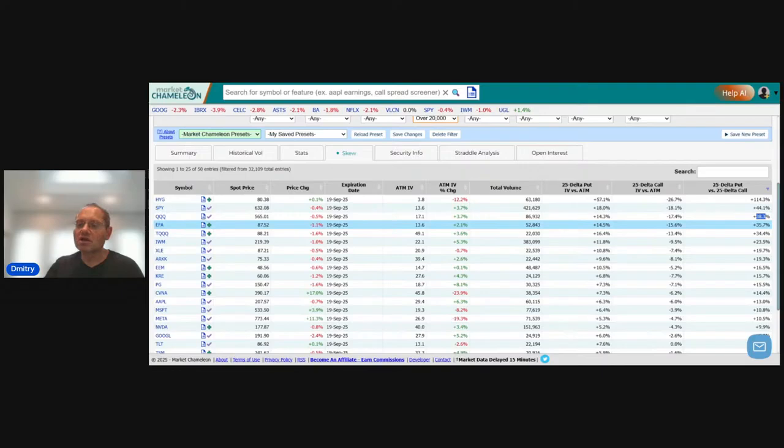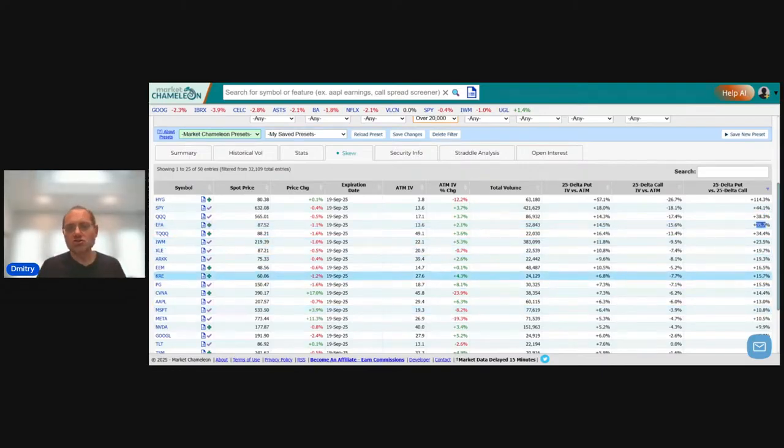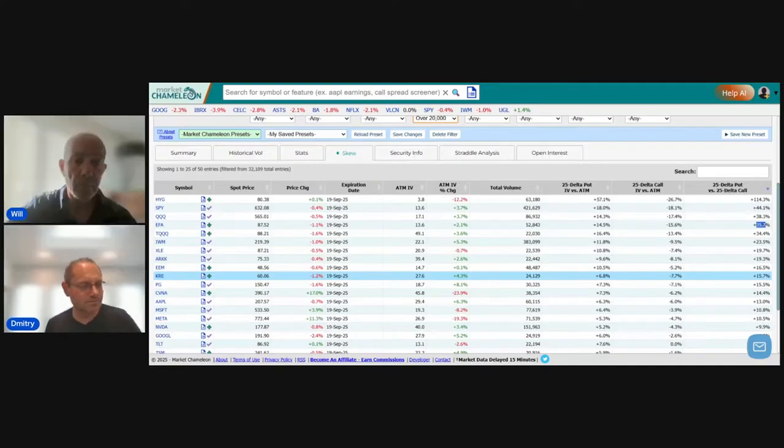So this is a really quick way to use this tool to start screening for your initial research on implied volatility skew by a particular expiration. All right, well, I'm going to stop right there and throw it back to you.